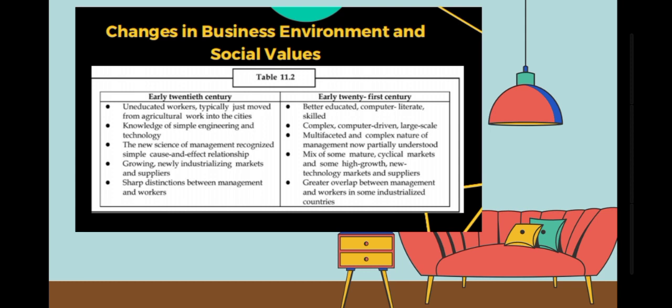Changes in business environment and social values. Early 20th century: undereducated workers typically just moved from agricultural work into cities. Knowledge of simple engineering and technology, and the new science of management recognized simple cause and effect relationships, with growing newly industrializing markets and suppliers, and a sharp distinction between management and workers.